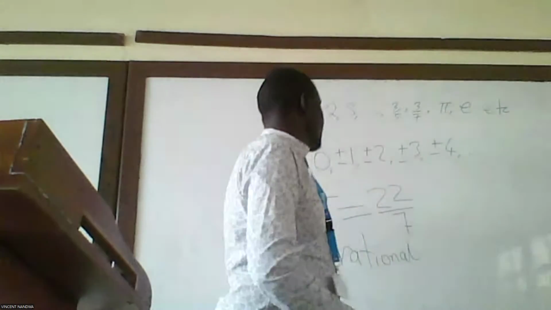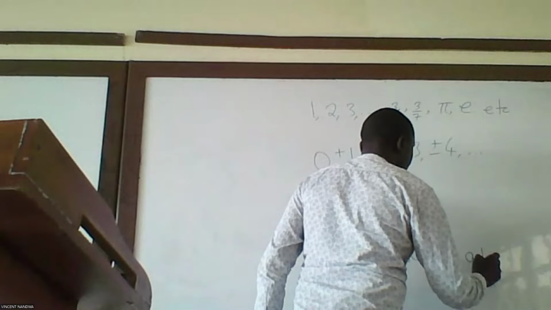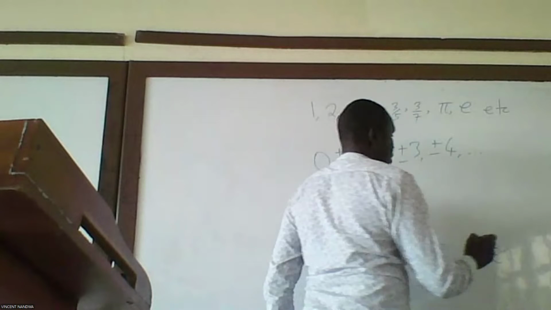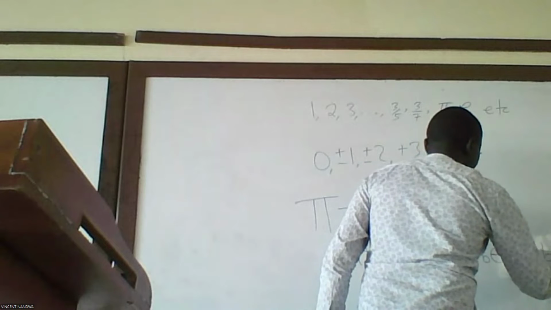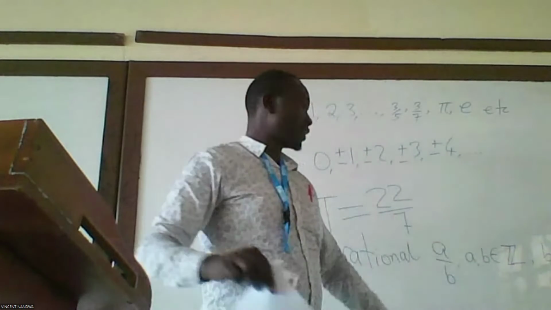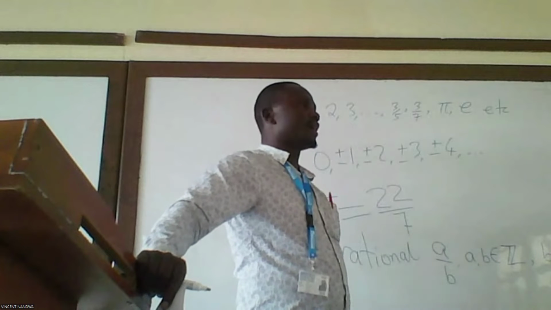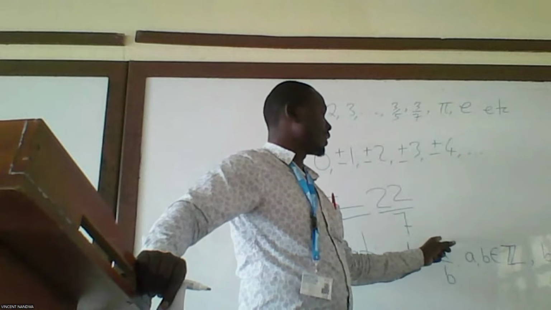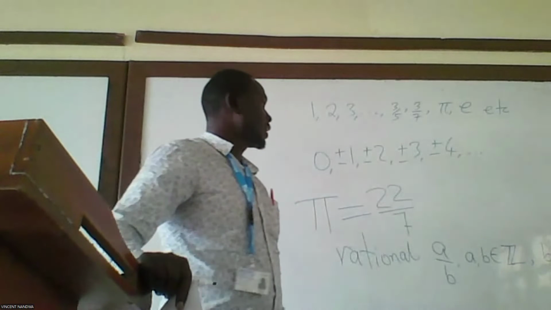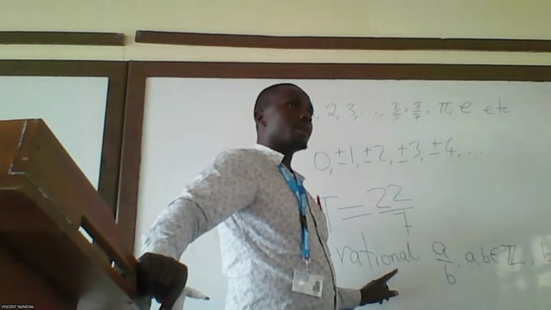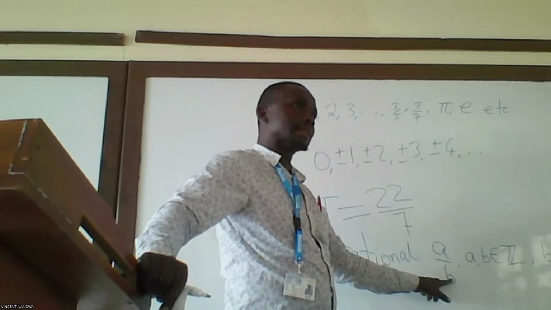So a number which can be written in the form A over B, where both A and B are integers, and then we usually say that the denominator should be non-zero. So any number that can be written as a quotient of two integers with the denominator being non-zero, and this can be reduced into lowest form so that the GCD of A and B is 1, are called rational numbers. A is an integer, B is also an integer.